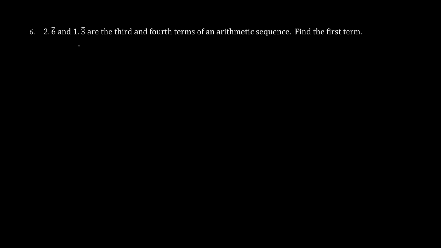2.6 repeater and 1.3 repeater are the third and fourth terms of an arithmetic sequence. So we have term 1, 2, 3, 4. So this is 2.6 repeater and 1.3 repeater. This basically means 2 and 2/3, and this means 1 and 1/3. 2 times 3 is 6, plus 2 is 8, so we have 8/3. And 1 times 3 is 3, 3 plus 1 is 4, and we have 4/3 as an improper fraction.